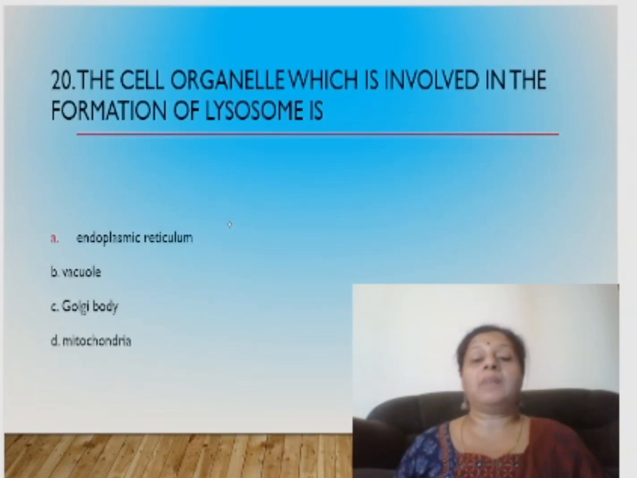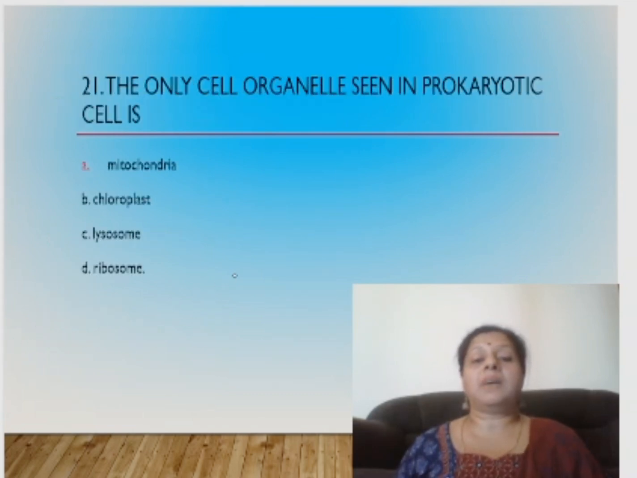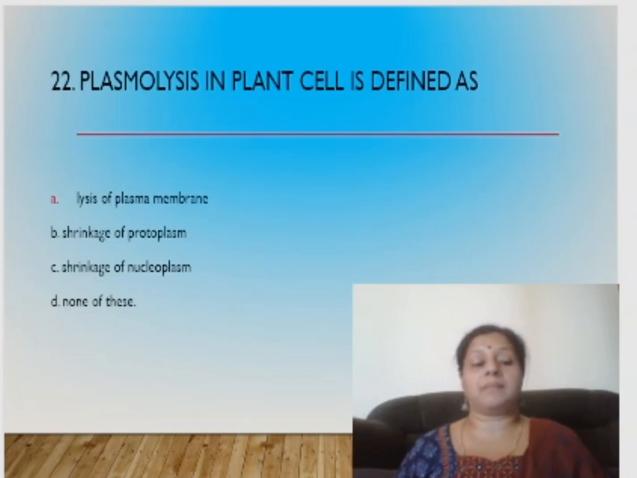The cell organelle which is involved in the formation of lysosome is Golgi body. The only cell organelle seen in prokaryotic cell is ribosome, because it is a non-membrane bound organelle. Plasmolysis in plant cell is defined as lysis of plasma membrane. Lysis means breakdown. No. Shrinkage of protoplasm. Yes.